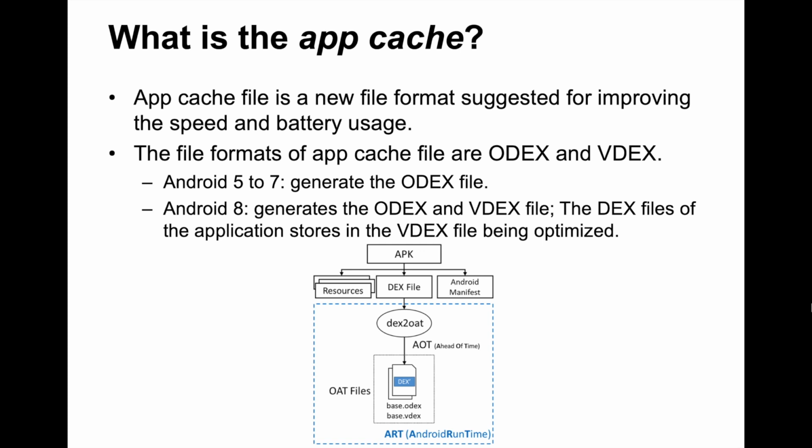Before protecting an app cache file, we introduce the file in brief. The app cache file is a new file format suggested for improving speed and battery usage. When the application is installed, Android optimizes the DEX file into ODEX and VDEX files by the dex2oat compiler. Using these files, Android executes the application.